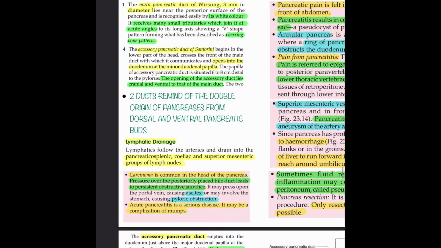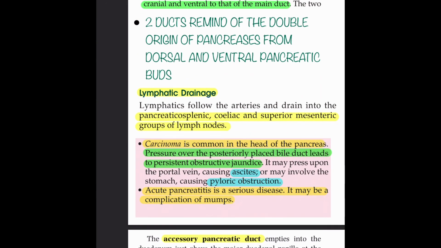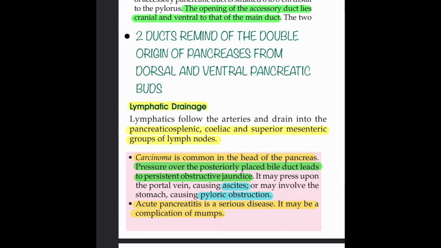Now talking of some clinical aspects here, carcinoma is very common in the head of the pancreas. Okay, this is a very frequently asked point: the carcinoma is most common in the head of the pancreas. Now remember, if there is a carcinoma in the head of the pancreas, where will the pressure be referred? The pressure will be referred over the posteriorly placed bile duct. Okay, on the posterior surface of the head we had the bile duct, right, which can lead to persistent obstructive jaundice. A point to remember, and the aftermaths can also be pyloric obstruction and ascites.